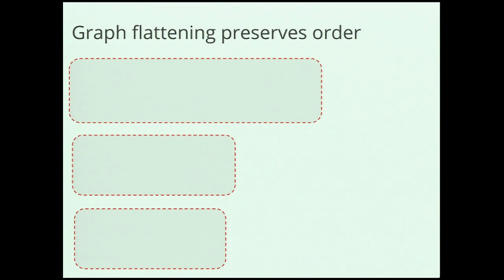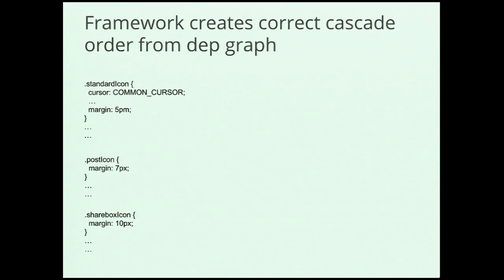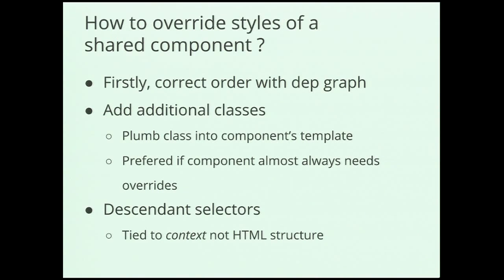But we still preserve the order. So all the ordering, the arrows that were there in the previous graph, are preserved in this cascade. And the framework will now create the correct cascade from this graph. We still haven't said exactly how we are overriding styles, though. And the two ways we do this most often in our case are either using additional classes or descendant selectors.